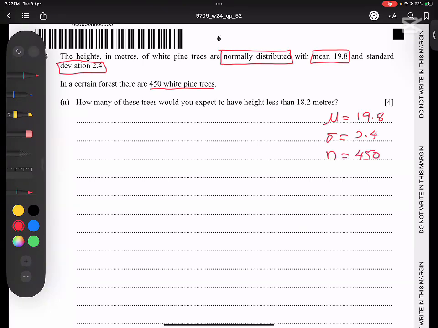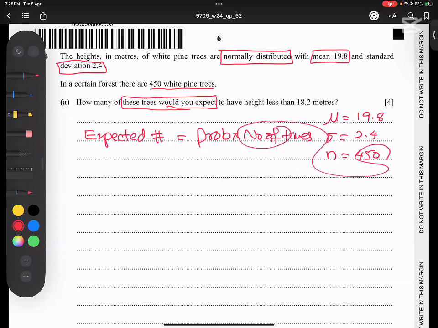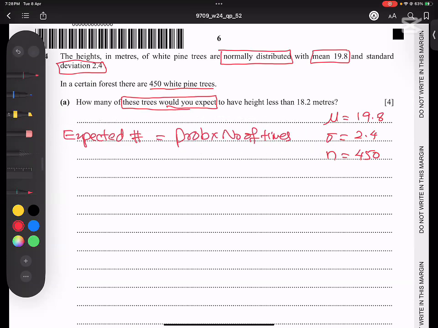So how many trees would you expect? Whenever this kind of thing comes, we have a special formula, expected value. Okay, I'm writing it here. Expected number, expected value is equal to probability multiplied by number of times. So I have 450. If I get the probability, I will multiply and get my answer. So this plan is very clear. But the thing is, what is the probability?